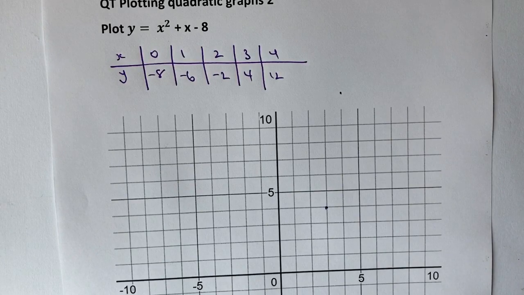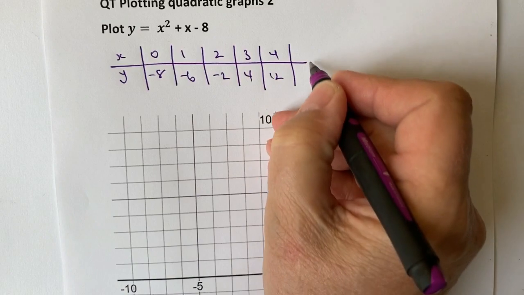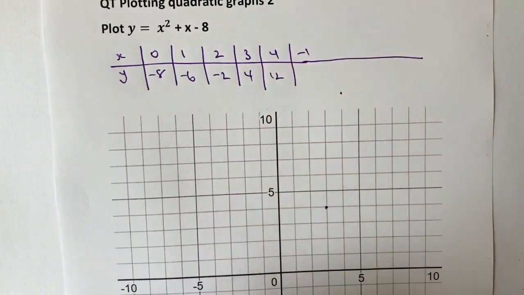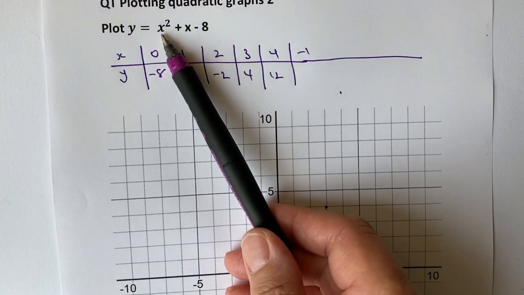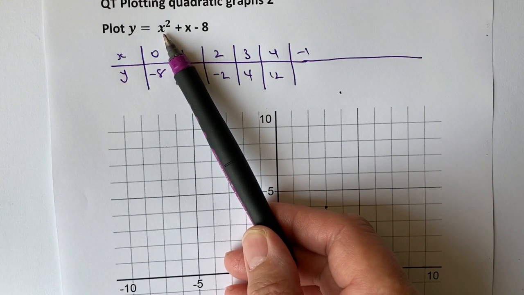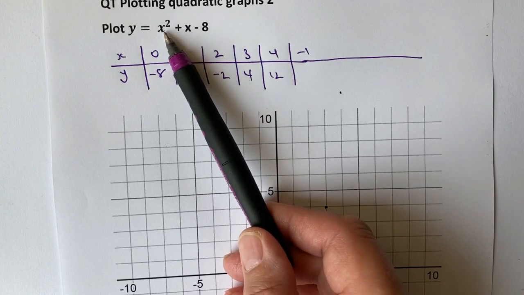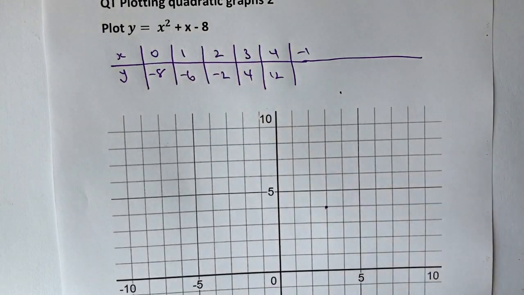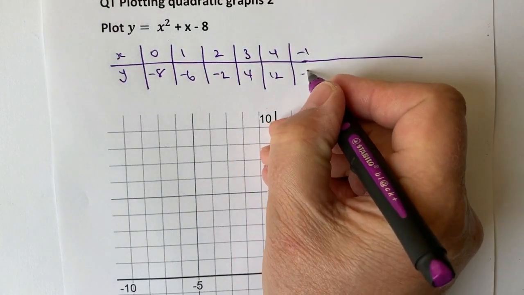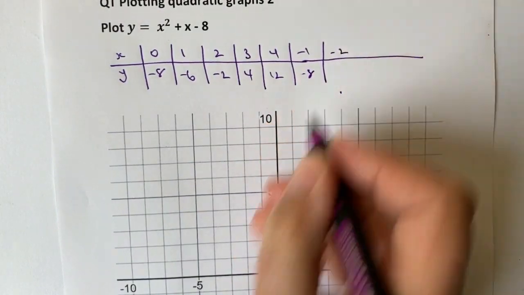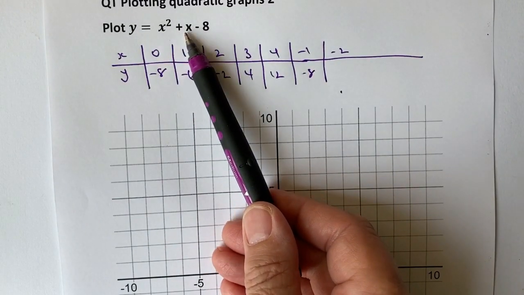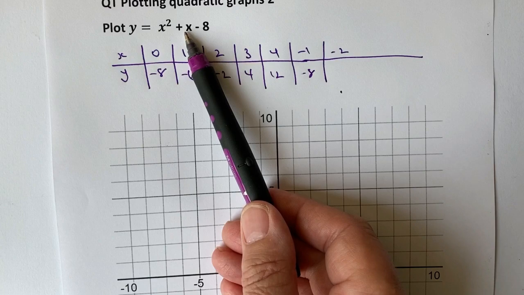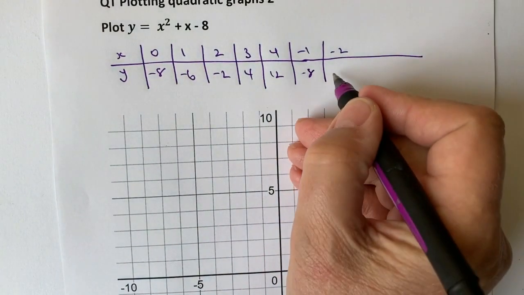And I'm going to basically do everything in a mirror. So I'm going to look at x being now minus 1. Well, if x is minus 1, I've got minus 1 squared, which is going to be 1, minus 1. So these two are going to cancel themselves out. I get left with minus 8. Okay, and then I've got minus 2. So minus 2 squared is 4. 4 minus 2 is 2. And then 2 minus 8 is going to give me minus 6.